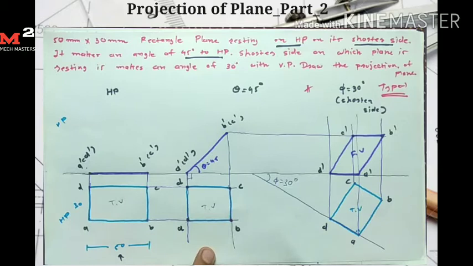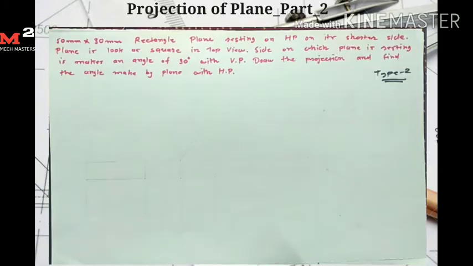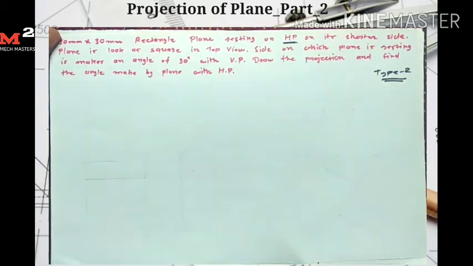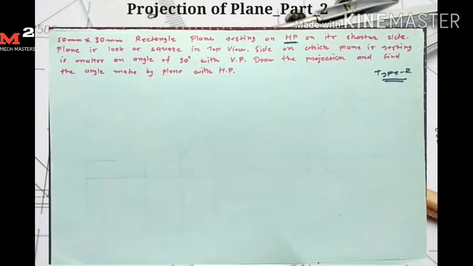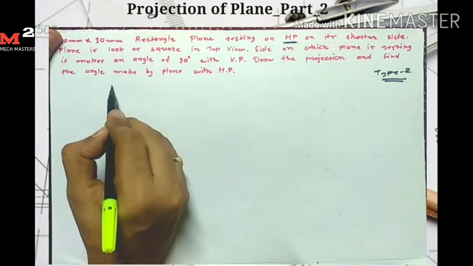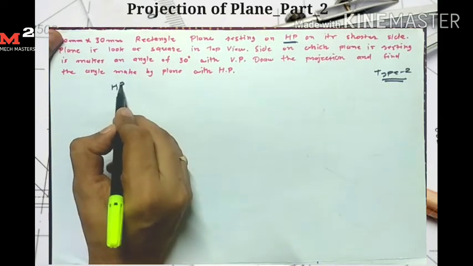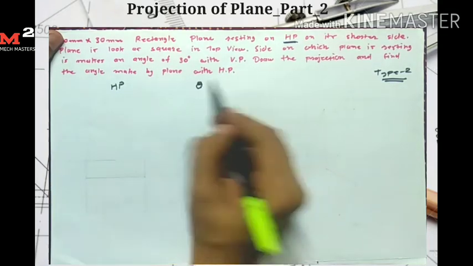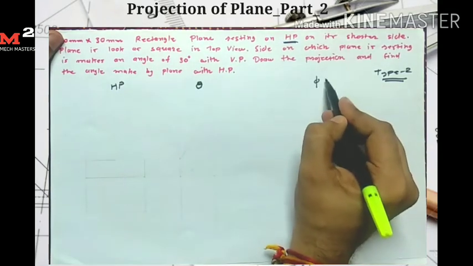Now let's come to type 2. In this problem it is given that a 50 mm by 30 mm rectangle plane is resting on HP. I use the same rectangle plane. So here I write down: if the plane is resting on HP, then first stage for HP, second stage for theta, and third stage for phi.